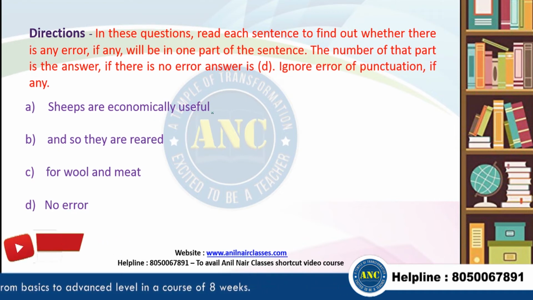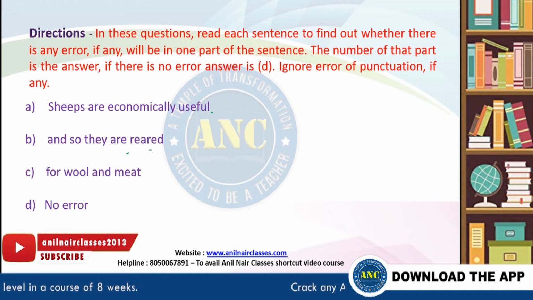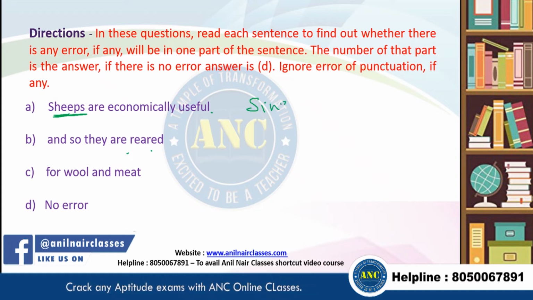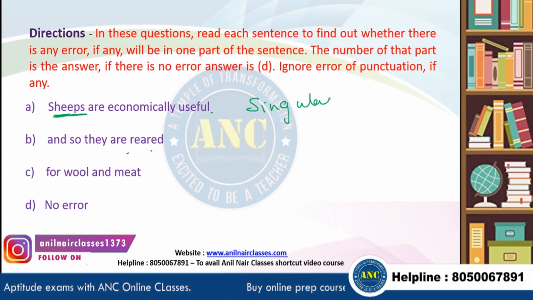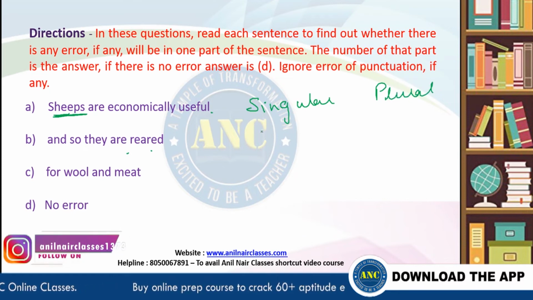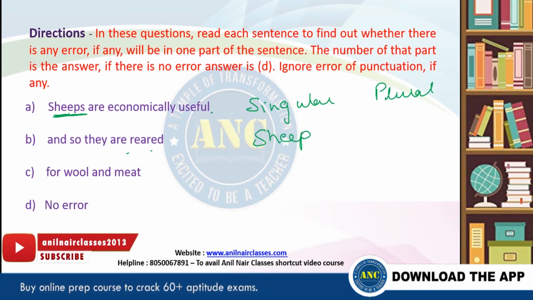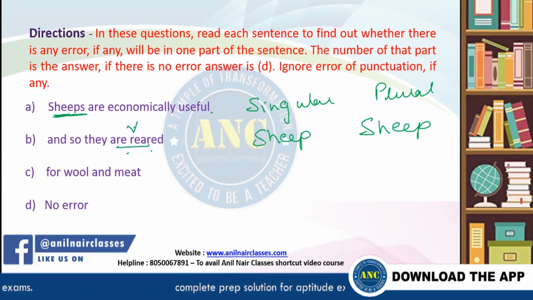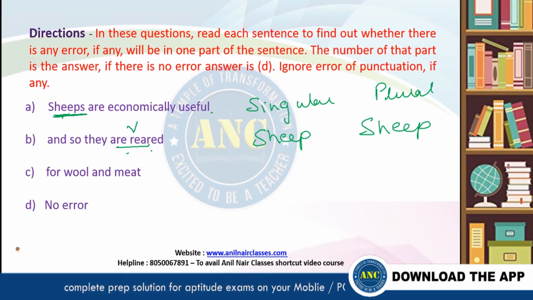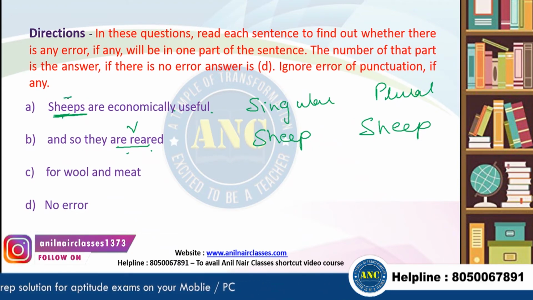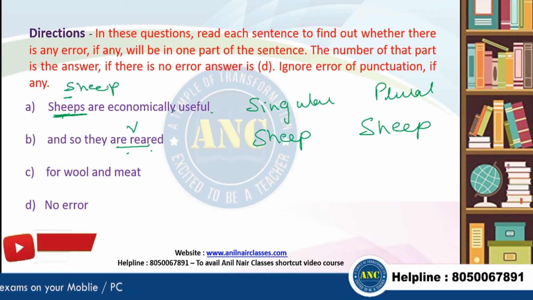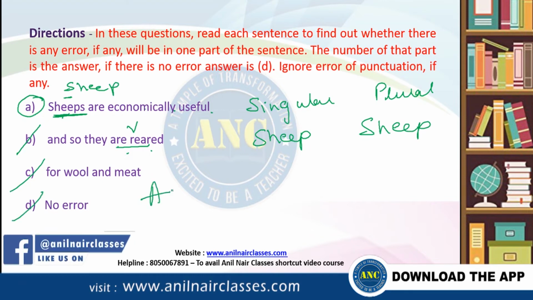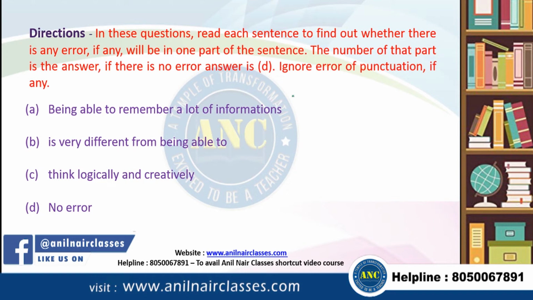Sheep are economically useful and they are reared. So the very first word, sheep, the singular and plural form of sheep is the same. Singular is sheep, plural also is sheep. Remember that. Are is the verb. Who are reared? Sheep are reared. Who are economically useful? Sheep. The plural form is sheep only. So this is the correct answer. We can get rid of this. Always remember sheep, singular, plural, both the forms are same.